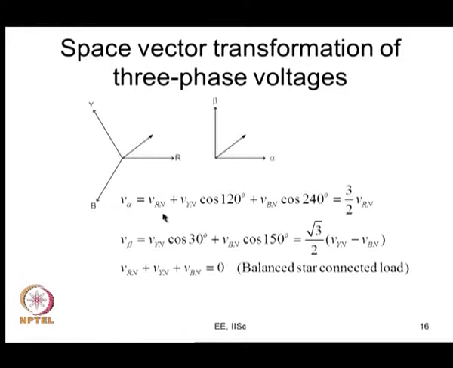So, the 3 phase line to neutral voltages VRN, VYN and VBN satisfy the condition VRN plus VYN plus VBN is equal to 0. So, they are not 3 independent quantities. They can be represented in terms of 2 independent or orthogonal quantities, which are called V alpha and V beta. You can arrive at V alpha and V beta from these by saying V alpha is VRN cos 0 plus VYN cos 120 plus VBN cos 240, and that would be equal to 3 by 2 times VRN. Then you can say V beta is equal to VRN sin 0 plus VYN sin 120 plus VBN sin 240, and that turns out to be root 3 by 2 times VYN minus VBN. This is the 3 phase to 2 phase transformation.